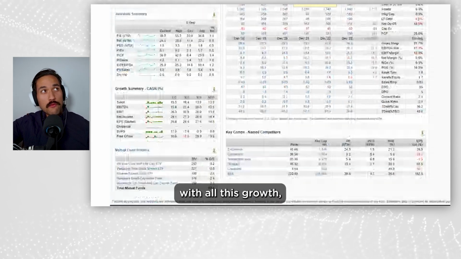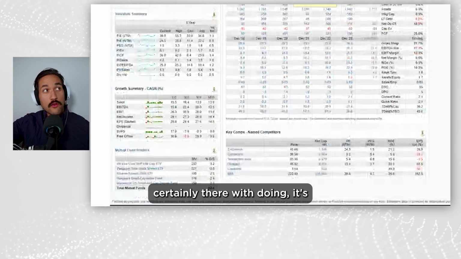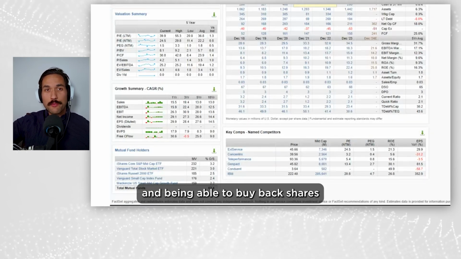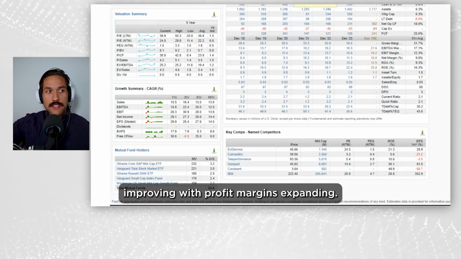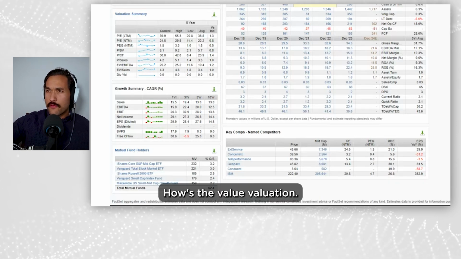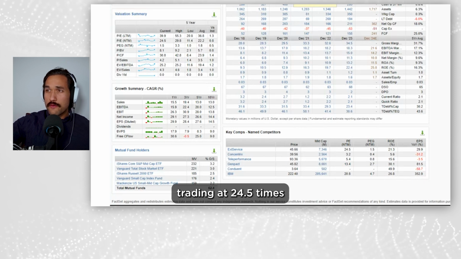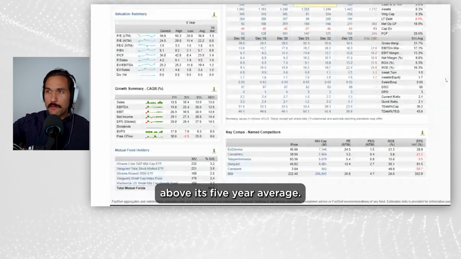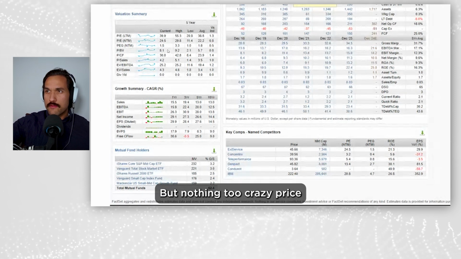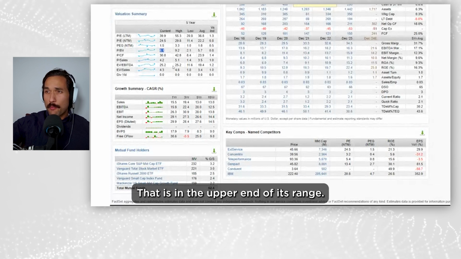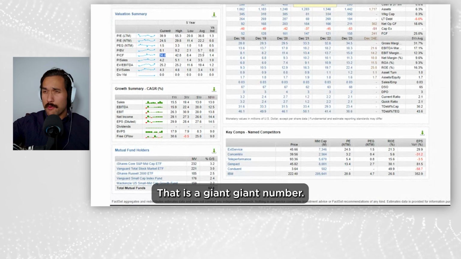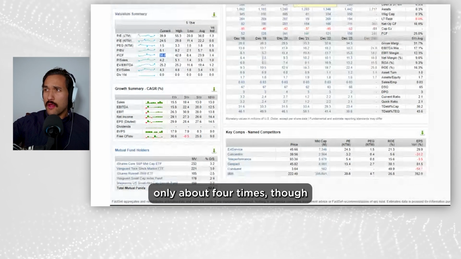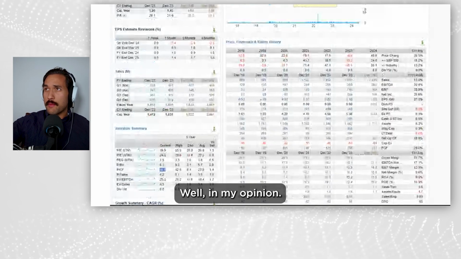So with all this in mind, with all this growth certainly there, with doing it not overly levered and being able to buy back shares, with cash flow improving, with profit margins expanding, how's the valuation? Well, trading at 24.5 times, which is a little bit above its 5-year average, but nothing too crazy. Price to book about 8 times. That is in the upper end of its range. Price to cash flow 30 times. That is a giant number there. Price to sales only about 4 times though. Very reasonable in my opinion.